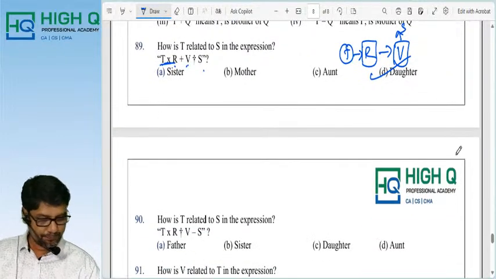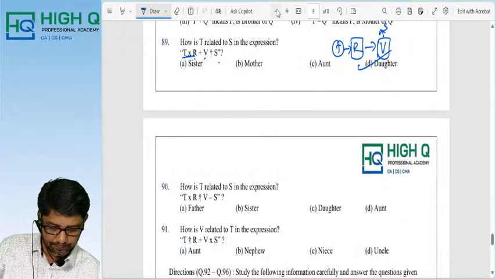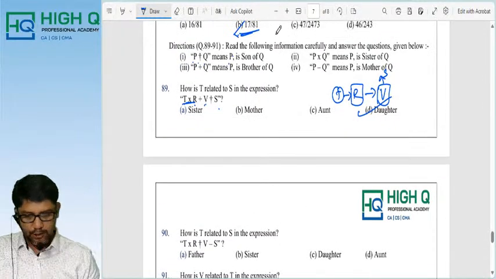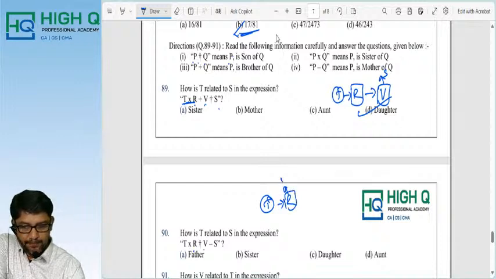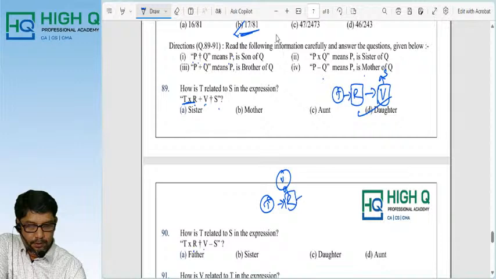Next question. Next one, what is it? T into R. What is T into R? T is sister of R. And R is son of V. Minus means what? V is mother of A. Yes. Now, how is T related to S? Sister.